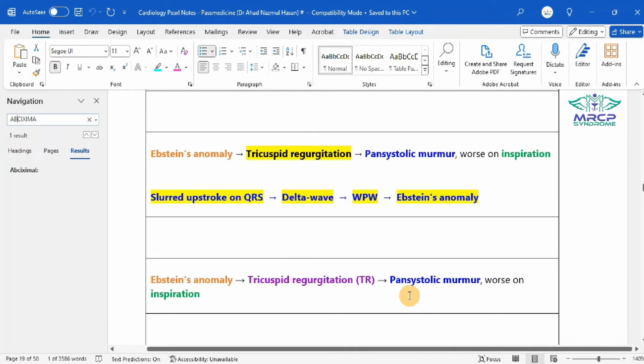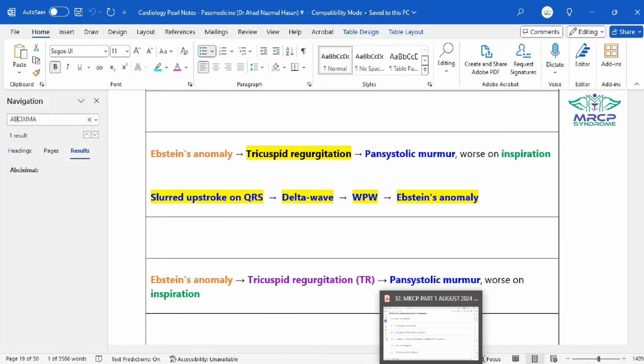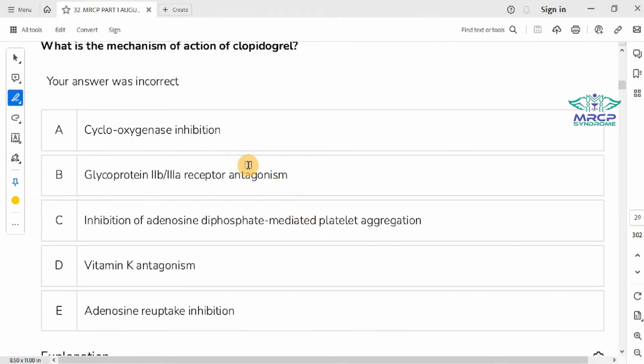Okay, you can go to the past medicine Pearl notes. You'll find it there. It's Aminophylline, DEAR. Aminophylline.